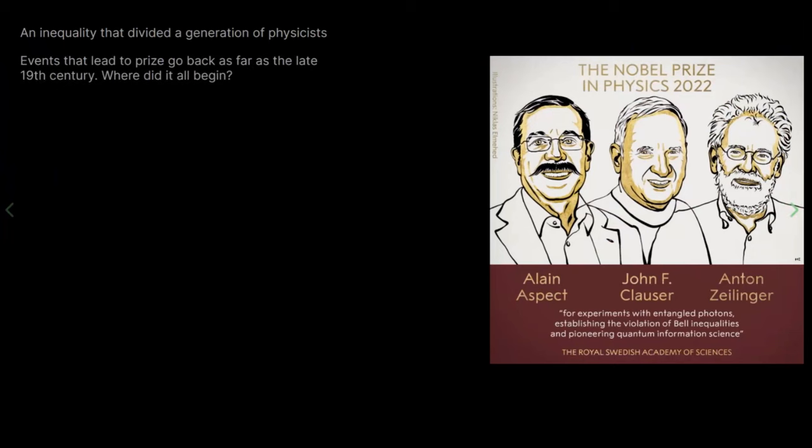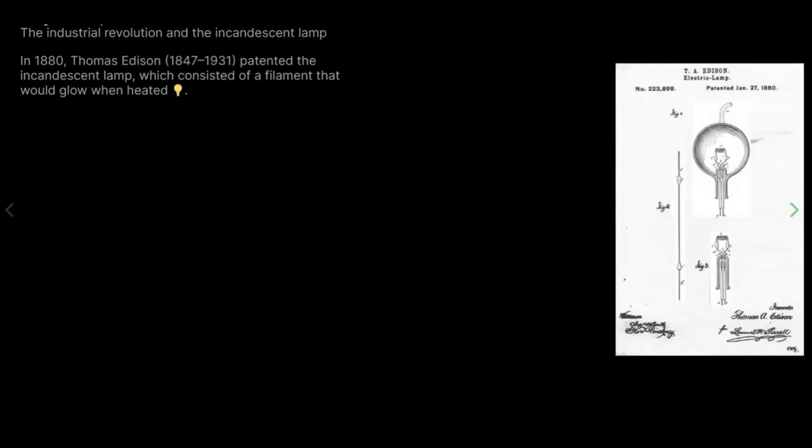But the events that led to this prize actually started much, much earlier. They go back as far as the late 19th century. This talk will go through the historical context, some of the debates that took place, and the experiments that Bell's theorem inspired. And it actually starts at a very unlikely place, with an object you probably least expect. Essentially that object is the incandescent light bulb.